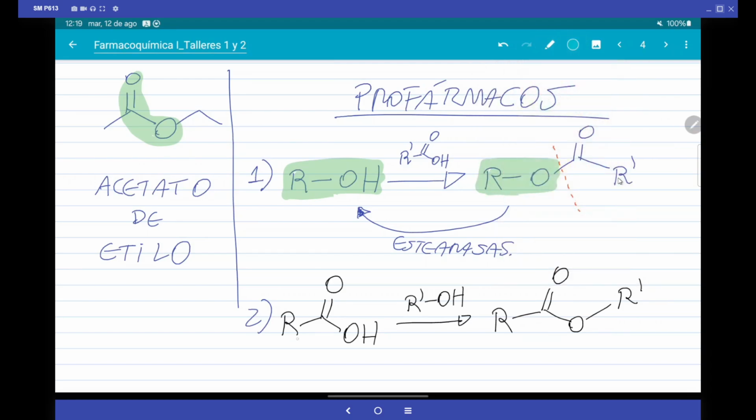What is this reaction called? Does anyone remember at a chemical level? When one transforms an alcohol or an acid into an ester, it is esterification. Very well, we go from alcohol to ester or from acid to ester. In both cases, in green is the drug, in blue is the promoiety. It serves both to transform an alcohol and an acid into a prodrug.